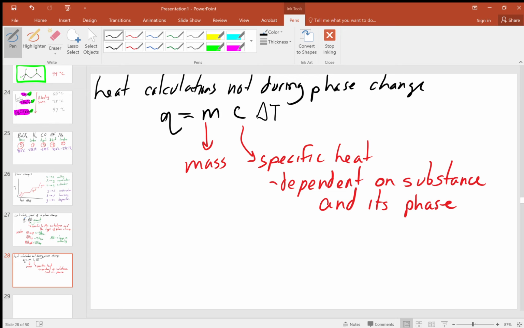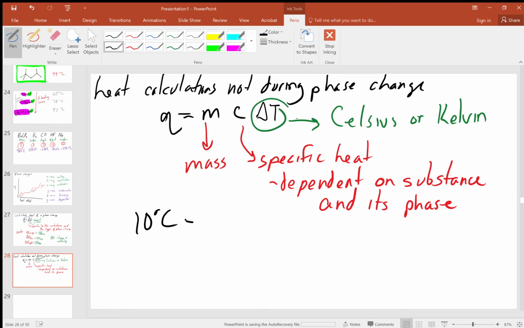This is one case where you can use your temperature in Celsius or Kelvin. It doesn't matter. Why doesn't it matter? Well, let's say we are changing the temperature of something from 10 degrees Celsius to 30 degrees Celsius.